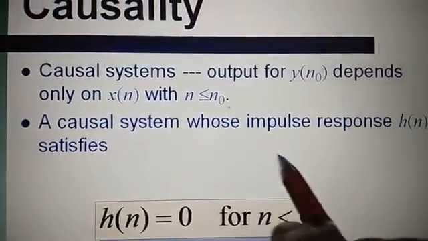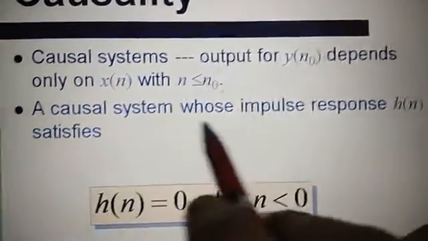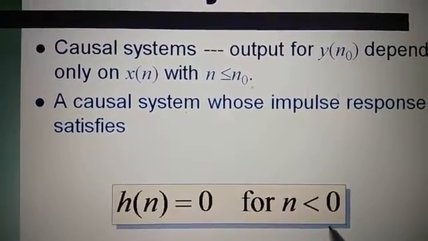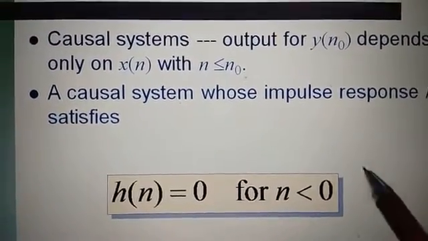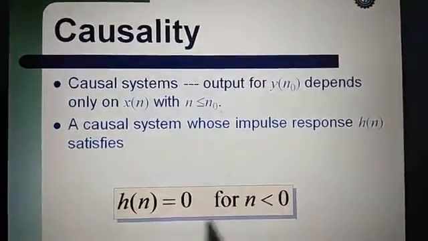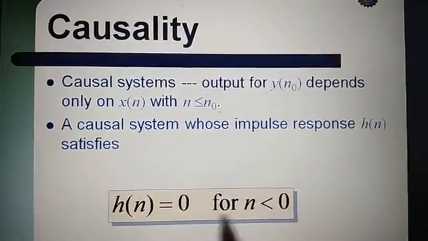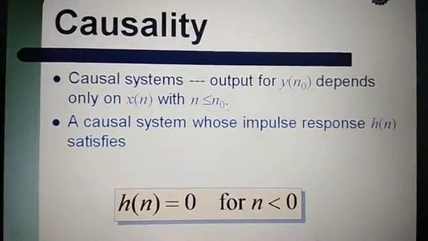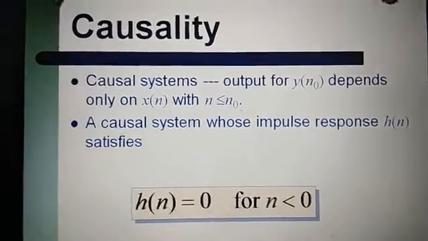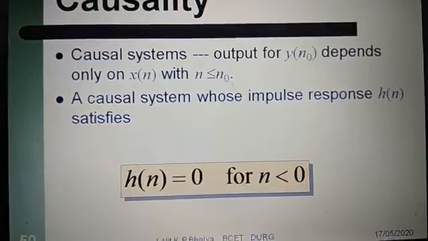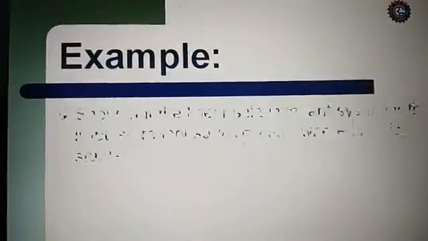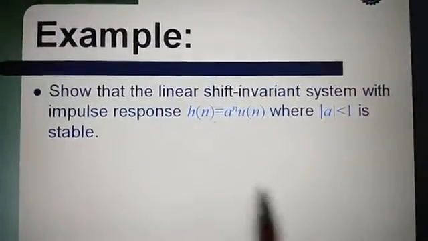A causal system has an impulse response h of n that satisfies h of n is equal to 0 for n less than 0. This is the necessary and sufficient condition for the causality of the system. You can see here h of n is equal to 0 for n less than 0. Like the stability, the condition of the causality for a system is this one: h of n, the impulse response, is equal to 0 for n less than 0.